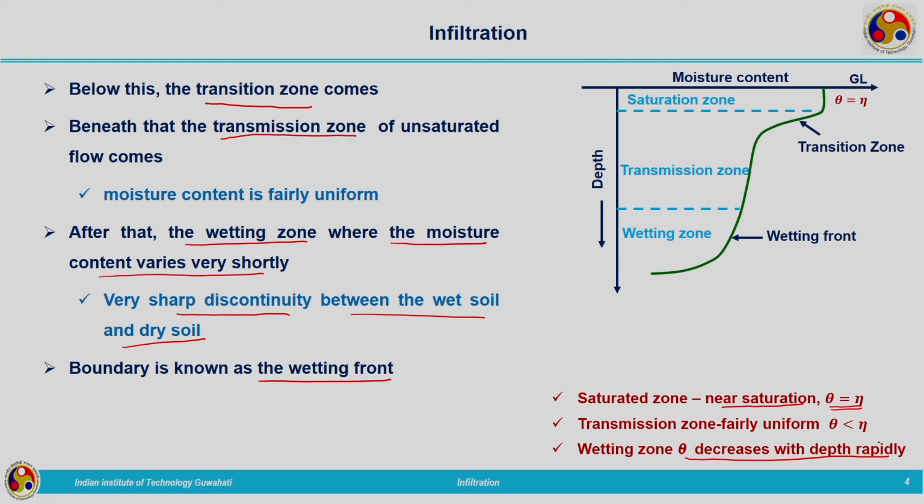There is a sharp variation in the moisture content as the depth is increasing, and the important term related to the boundary separating the wet soil and the dry soil is the wetting front. So, the 4 zones which we have seen are the saturation zone, transition zone, transmission zone, then wetting zone. This is the detailed explanation related to the soil moisture profile during the process of rainfall.